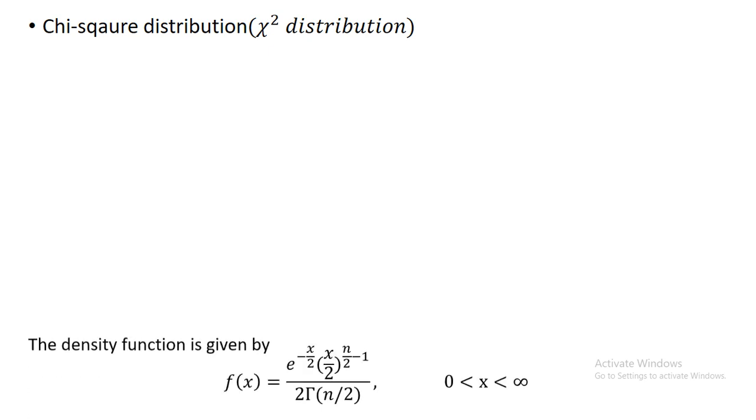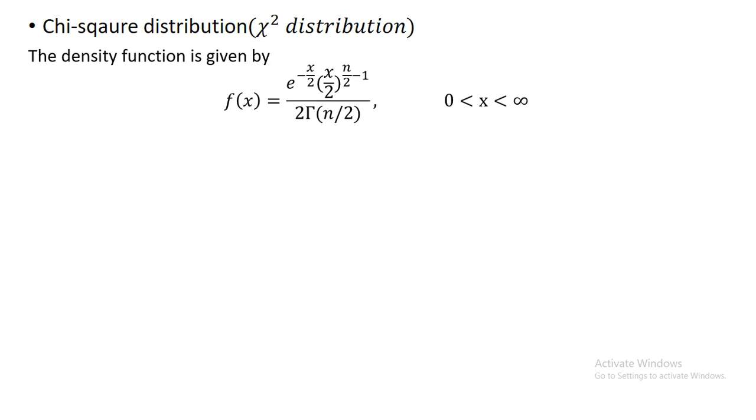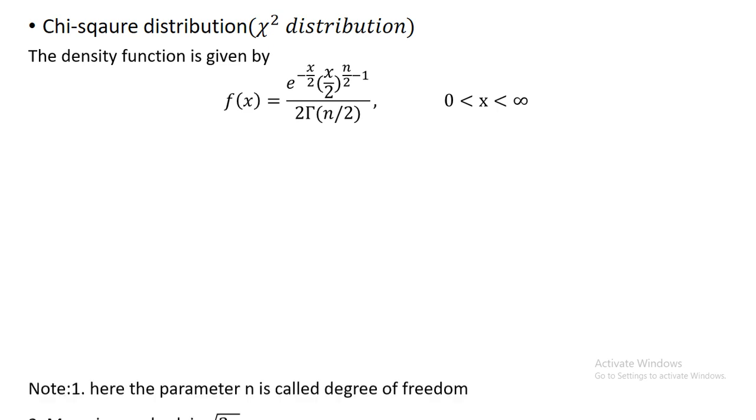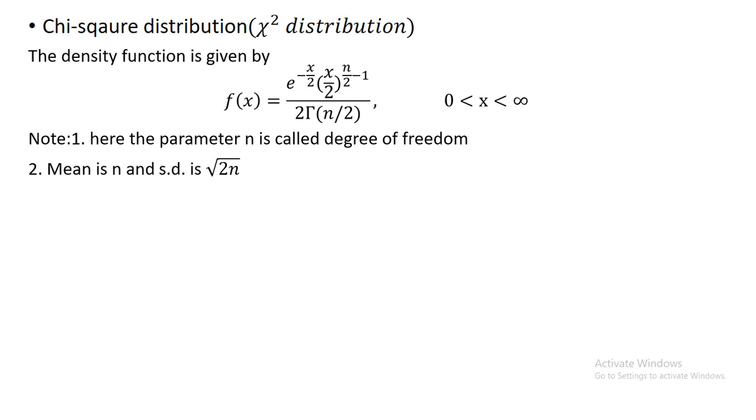Okay. Now let me discuss two important distributions. One is the chi-square distribution. First of all, the density function looks like this: f(x) equals e to the power minus x by 2, times x by 2 to the power n by 2 minus 1, divided by 2 gamma of n by 2, where n is the sample size and x varies from 0 to infinity. Now some observations: we should note that n is a parameter and it is also called the degrees of freedom. If you calculate the mean of the distribution, the mean will be n and the standard deviation will be root over 2n.